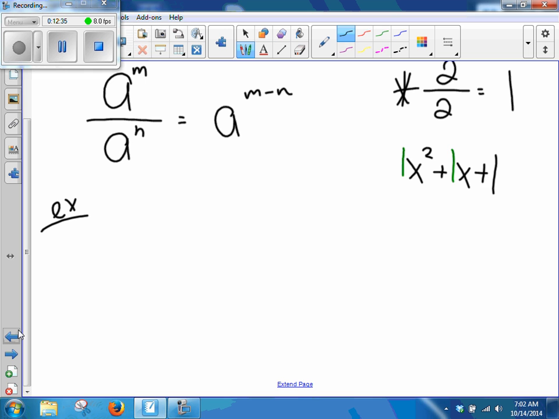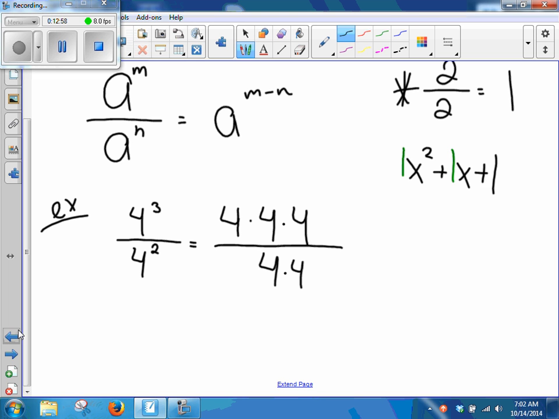Let's go with something easy. If I have 4 to the third divided by 4 to the second, let's go with what we've done so far and write this out. I have 4 times 4 times 4 on top, because I have 3 of them, and on the bottom I have 4 times 4. If you notice, you can, quote unquote, cancel some terms out. 4 divided by 4 becomes 1. 4 divided by 4 becomes 1. I only have 2 in the bottom, so I can only take 2 out of there.